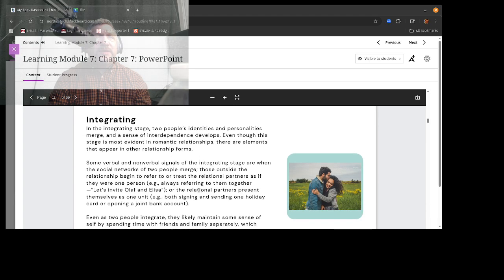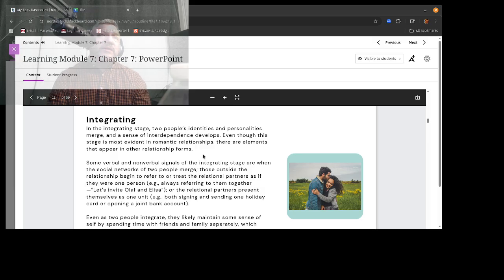Then there's the integrating stage. At the integrating stage, two people's identities and personalities start to merge. They create their own interdependence with each other. While this stage is most often evident in romantic relationships, there are also elements that appear in other relationship forms. For instance, think about our family bonds. We talk about our family. We are going to go on a family reunion. We are going to go on vacation, right?